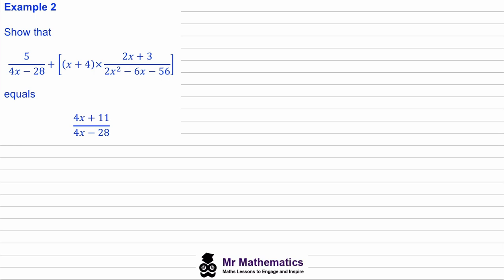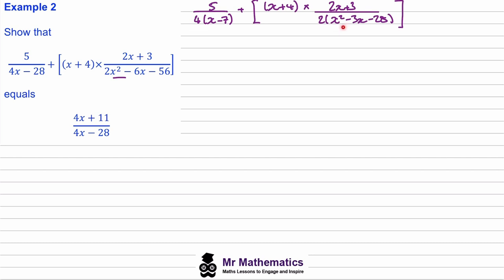So if we look at this denominator, you can see we can factor out the 4, because 4 is a factor of both terms. And in this quadratic, we can factor out a 2, because the 2, negative 6 and negative 56 are all even. So we've got 5 over 4 lots of x minus 7. And then factoring out this 2, we've got 2 lots of x squared minus the 3x minus the 28.